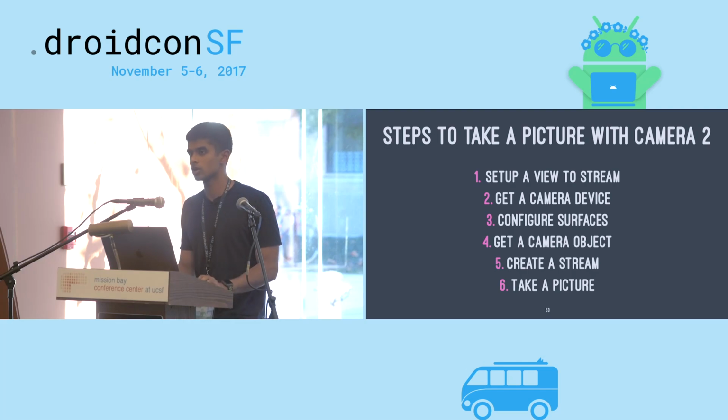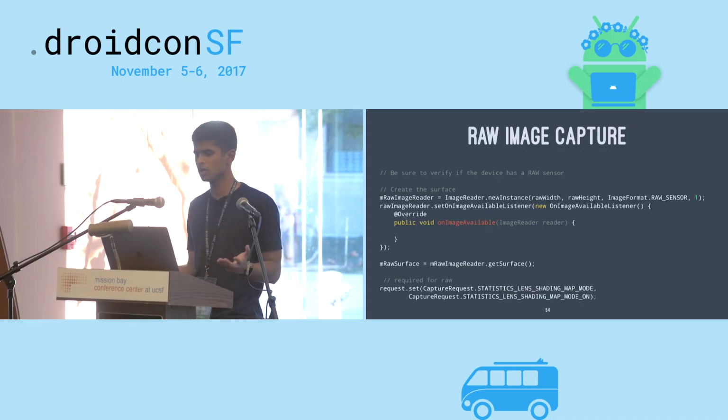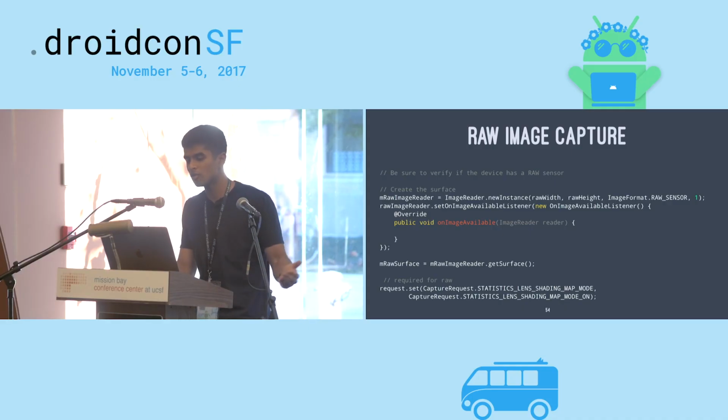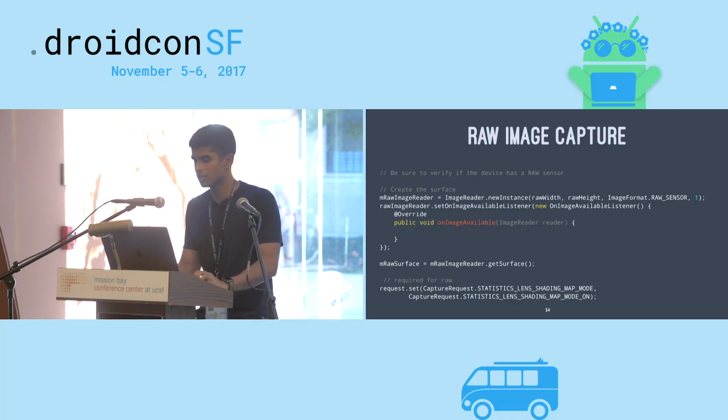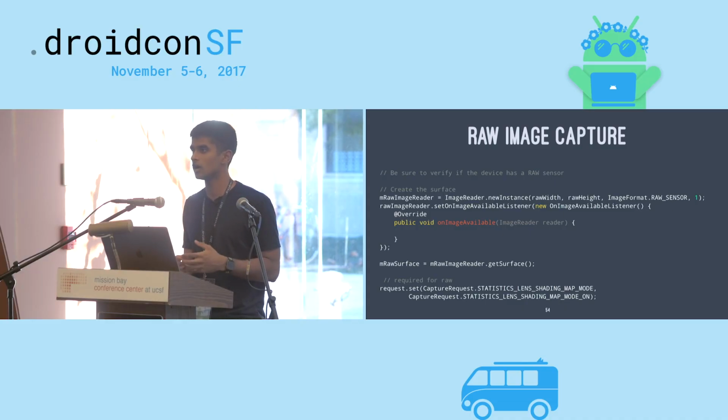Next, we want to talk about more advanced features like raw image capture. How many of you know what raw images are? Okay. Basically, what we got before are JPEGs. They're bright, sharper, and they're all processed. What raw images are is raw camera sensor data, and a lot more editable.